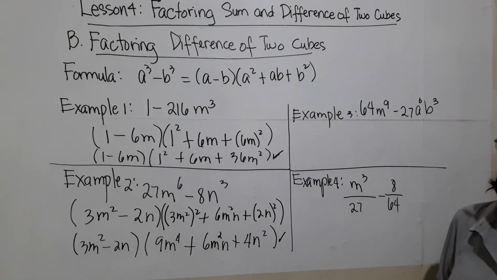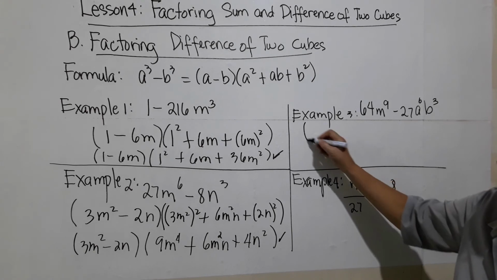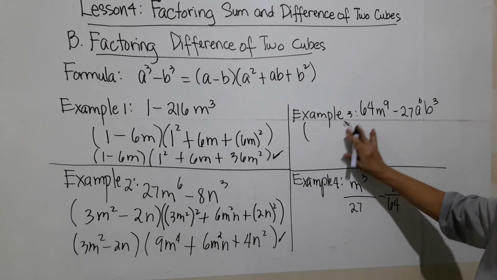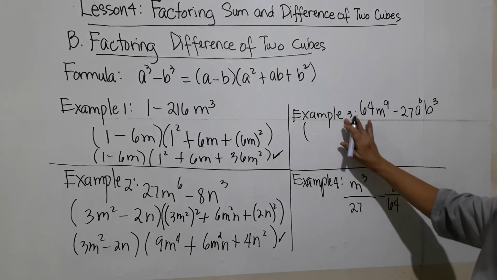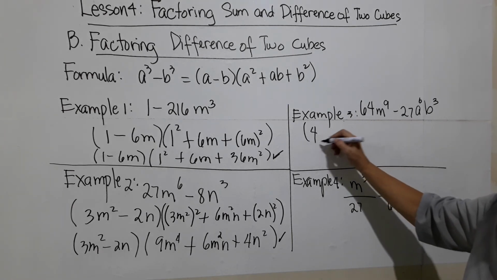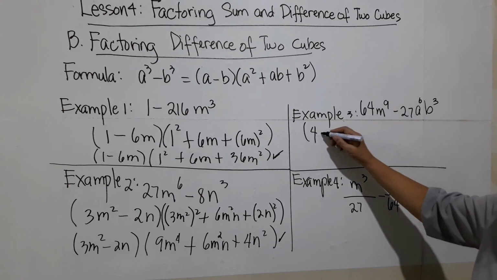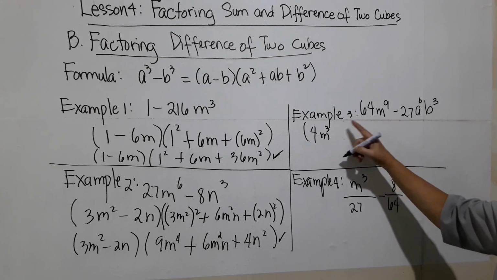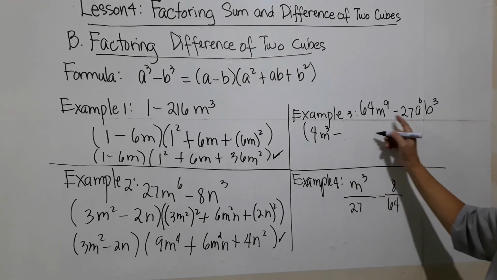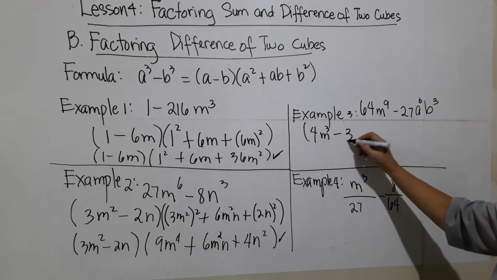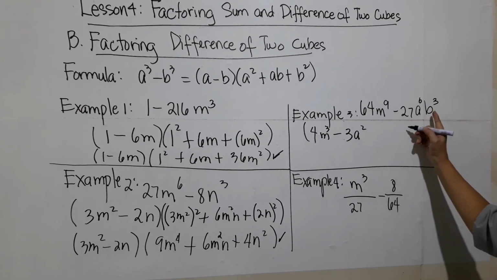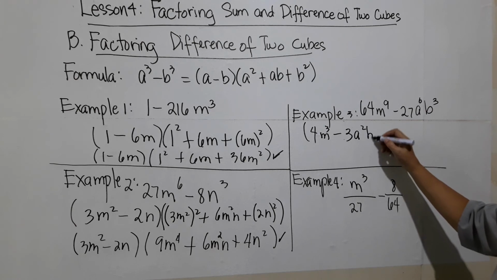Okay? Okay, let's go to example number 3. For the first factor, we have to write the cube root of 64, which is 4. Cube root of m to the 9 is m cubed, because you have to divide 9 by 3, you have 3. Minus cube root of 27 is 3. Cube root of a to the 6 is a squared. Cube root of b cubed is b.